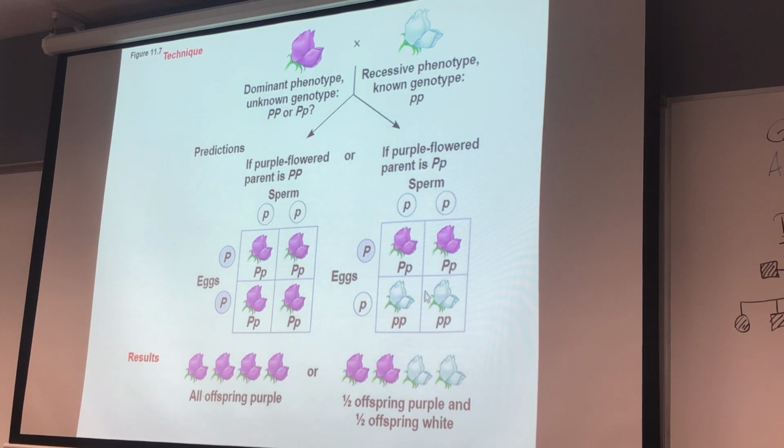So that's what you do. You do this determination of the offspring to determine the genetic makeup of the parent. So that is a test cross. So notice the monohybrid cross and the test cross. Why would you use them?